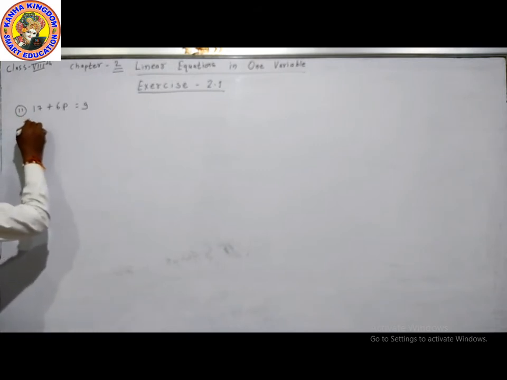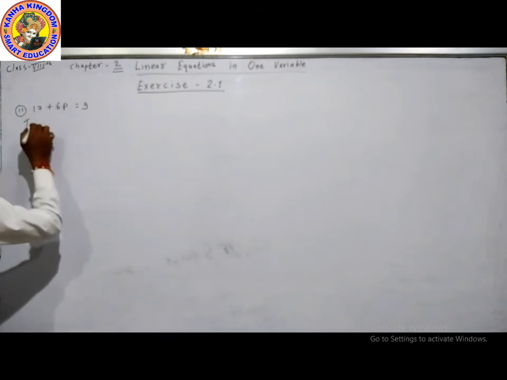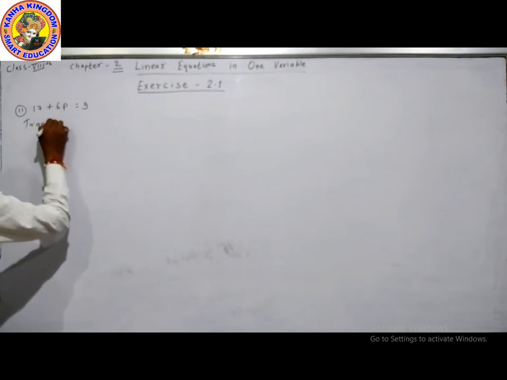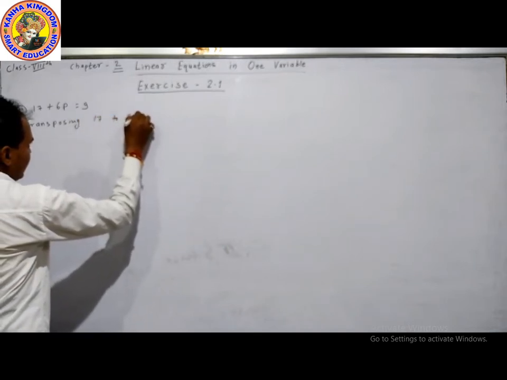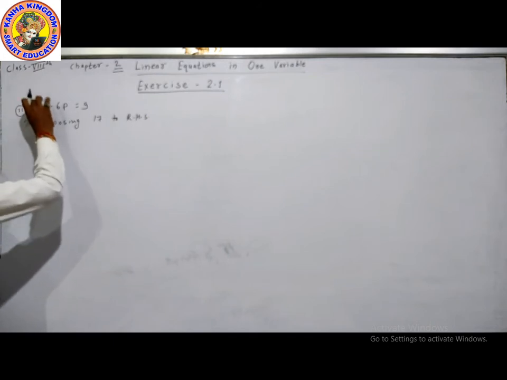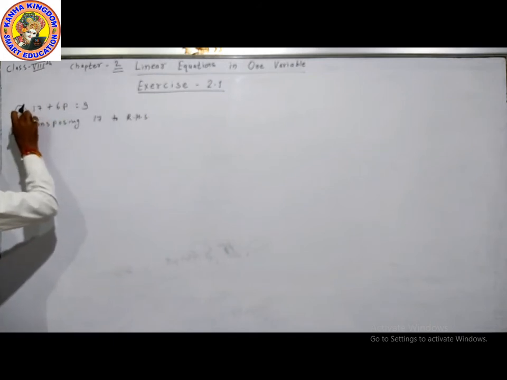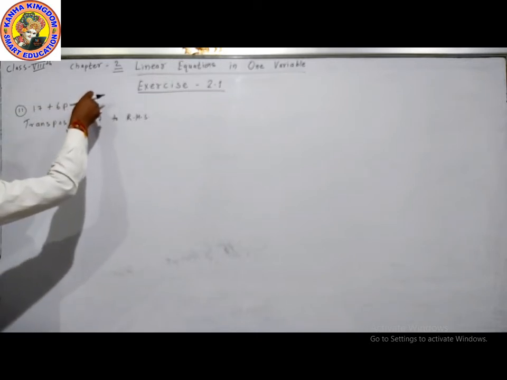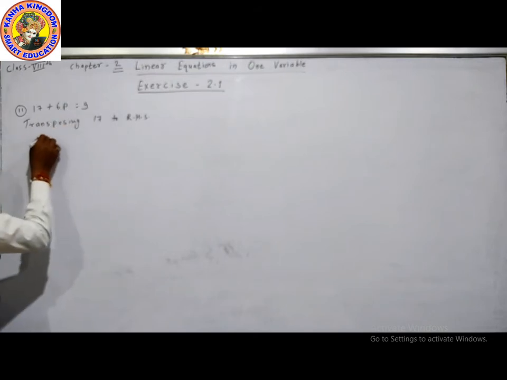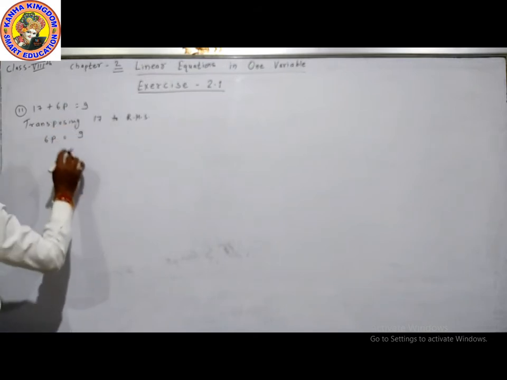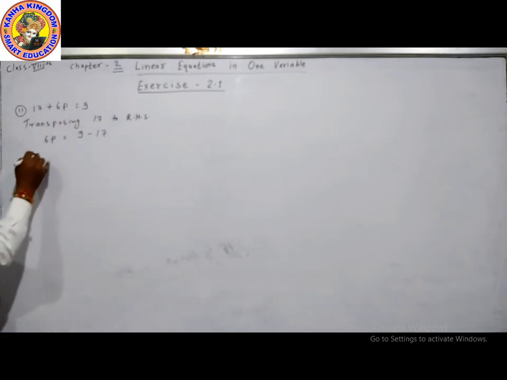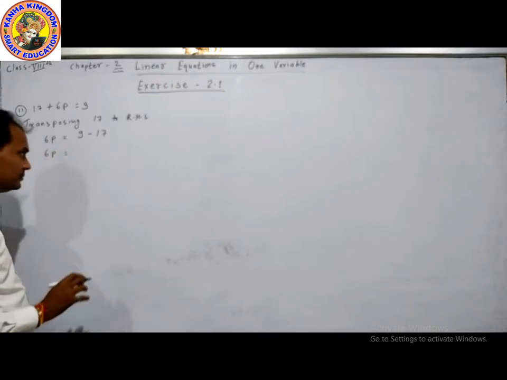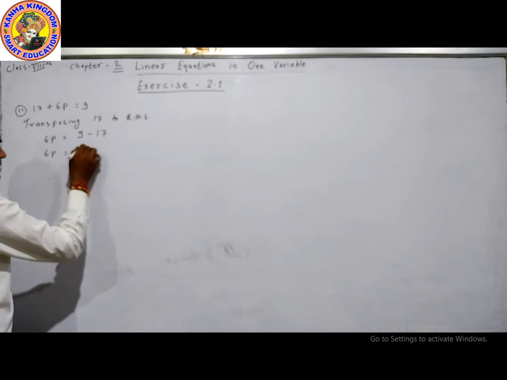First of all, transposing 17 to the right hand side, which means 17 goes to the right hand side. The symbol will be changed. The symbol is positive, so when it moves to the right hand side, 17 will be negative. 6p is equal to 9 minus 17. 6p is equal to minus 8.